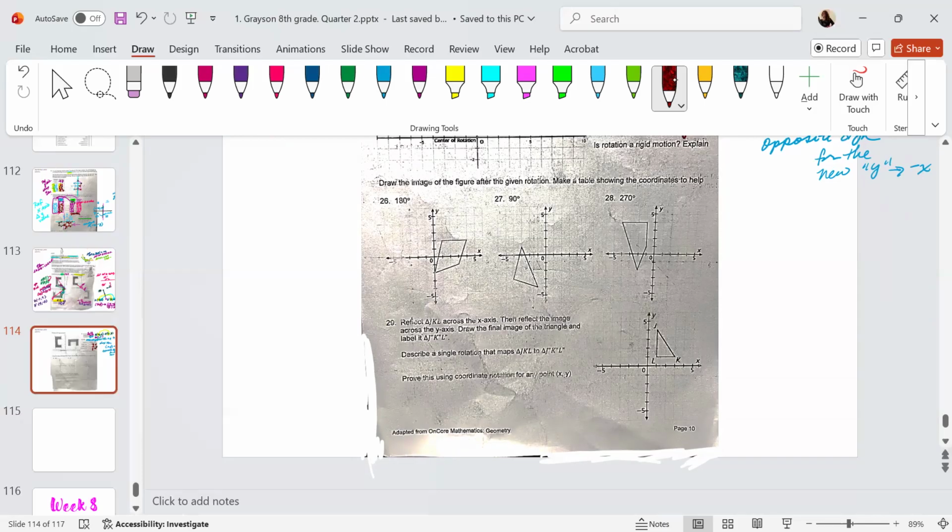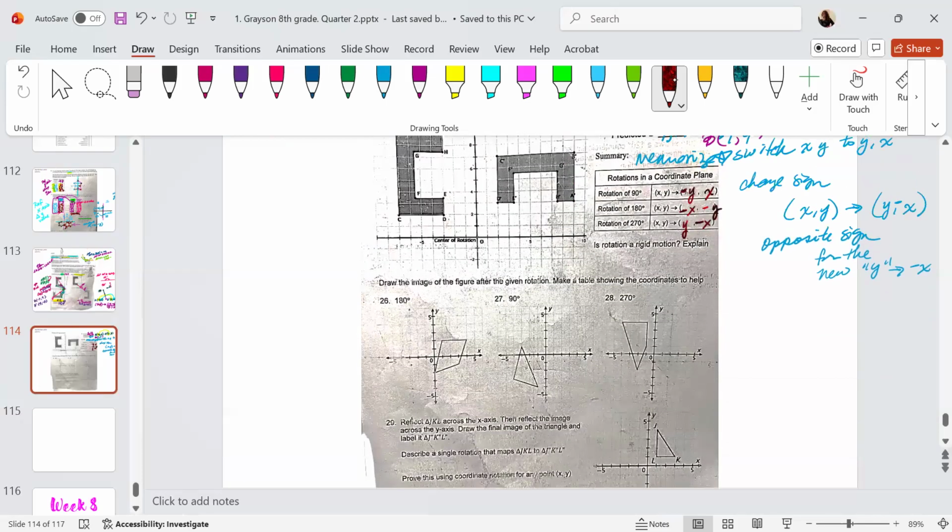Yeah. Great. So then figure out the next one. Which one are you going to go over? What, number 26, 27, or 28? Which one do you think is harder? Probably 28. 270 rotation, correct? 270 rotation, the equation is (x, y) becomes (y, -x), correct?